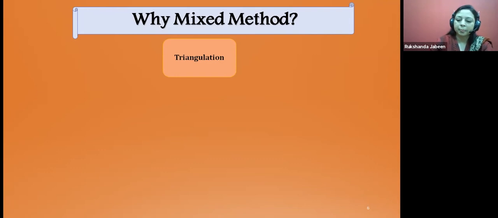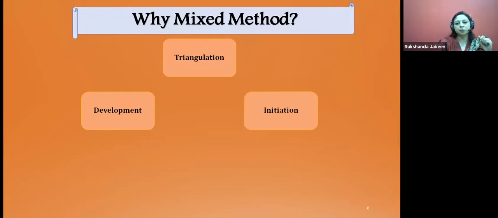confidence. Then comes development. Using the result from one method to help develop or inform the other method. It actually helps to develop a deeper understanding of the same thing. So this is also another reason for conducting this research.